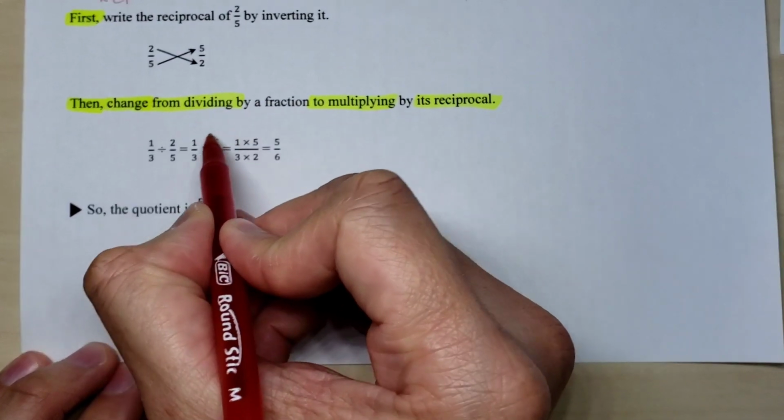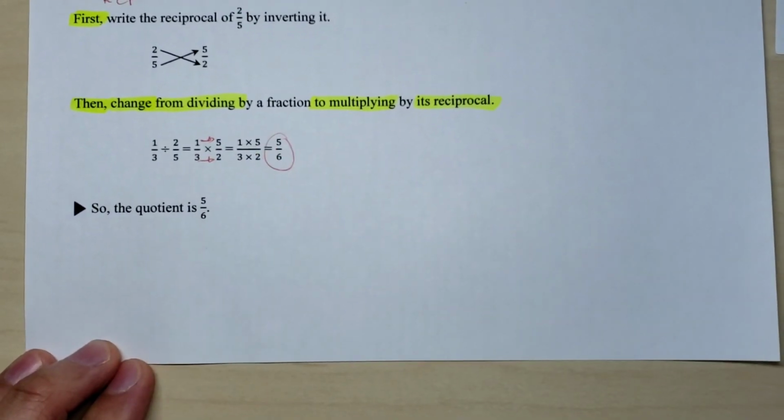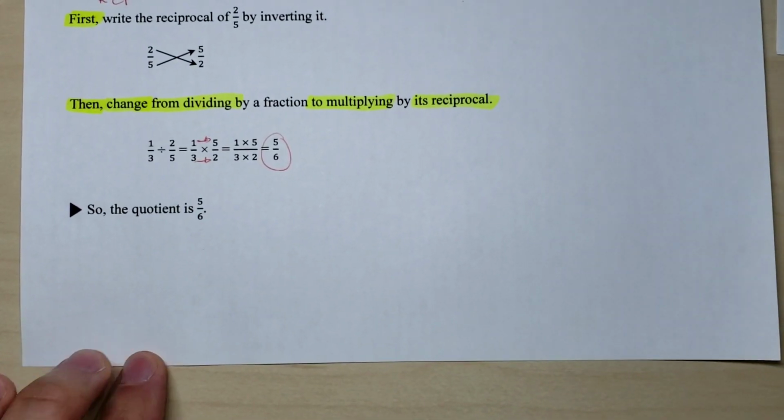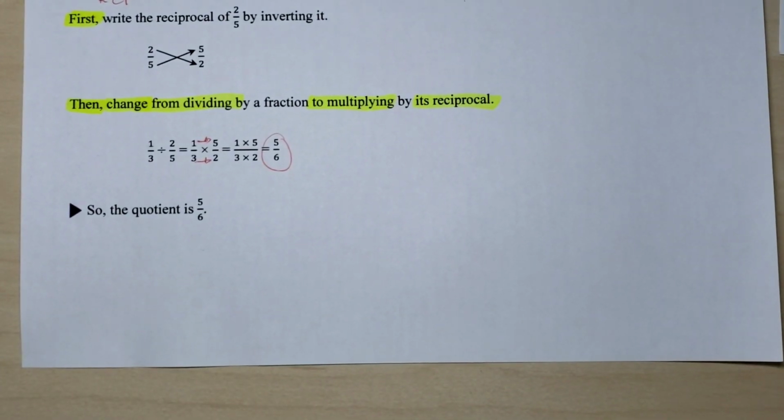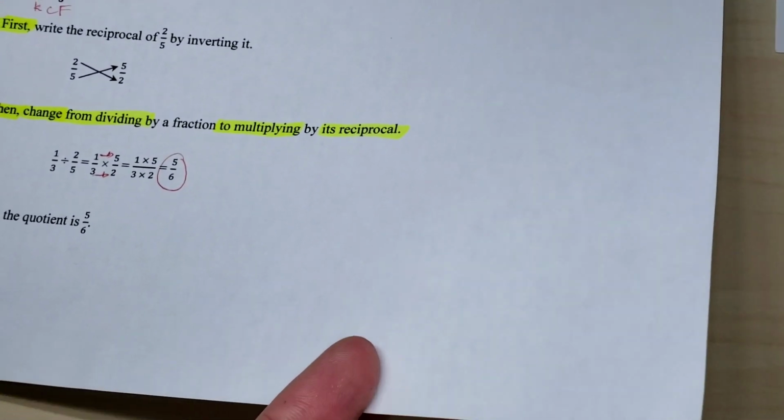Then multiply straight across, 1 times 5 and 3 times 2. That's going to give you 5/6. So the answer is 5/6. You can pause or listen to it again for you to get a clear understanding.